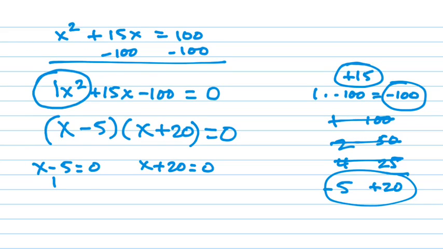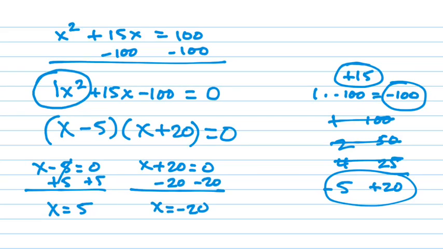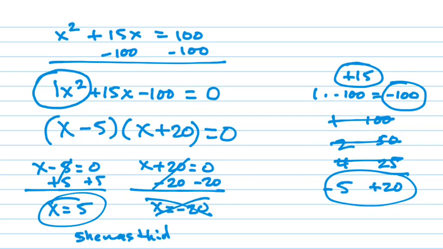To solve the first one, I simply add 5 to both sides, which gives me x equals 5. To solve the second one, I'm subtracting 20 from both sides, which gets me x equals negative 20. And I'm done, right? What number was she thinking of? I got two answers. She was thinking of positive 5. Why do I reject the negative? She was thinking of a positive. Wow, you solved the riddle.